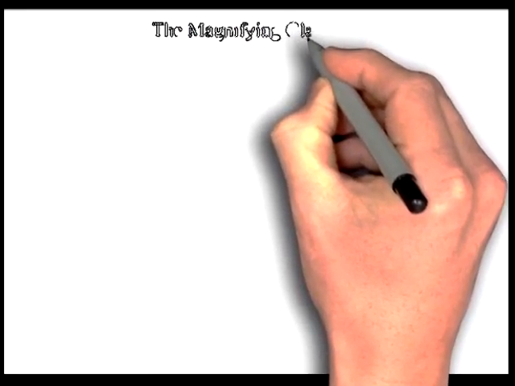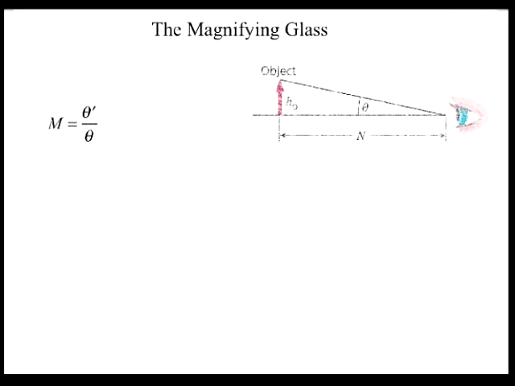A magnifying glass is the simplest device that provides angular magnification m equal to theta prime divided by theta. In this case, the reference angular size, theta, is chosen to be the angular size of the object when placed at the near point of the eye and seen without the magnifying glass. Since an object cannot be brought closer than the near point and still produce a sharp image on the retina, theta represents the largest angular size obtainable without the magnifying glass. As shown here, the reference angular size, theta, is approximately equal to HO divided by n, where n is the distance from the eye to the near point.